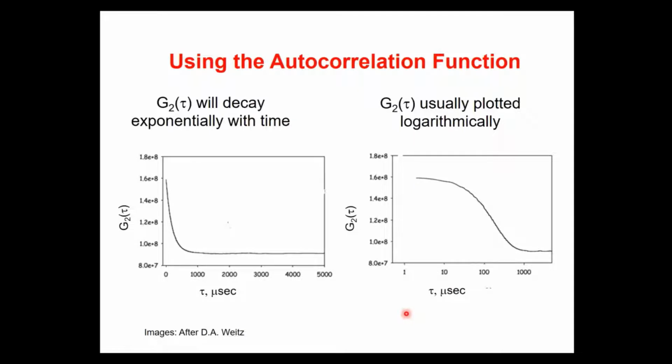The autocorrelation function should decay, and should decay exponentially with time. As particles are changing positions, they no longer have any correlation with their initial position, and so the correlation will decline with time, and that change with time is going to be harnessed to figure out how big the particles are. Typically, you'll encounter not a linear representation of G2, it'll be more logarithmic. So as you go into the literature and look at examples of autocorrelation functions, or if you look at some manufacturer's software that will give you the autocorrelation function of your PCS machine, it'll look something like that.